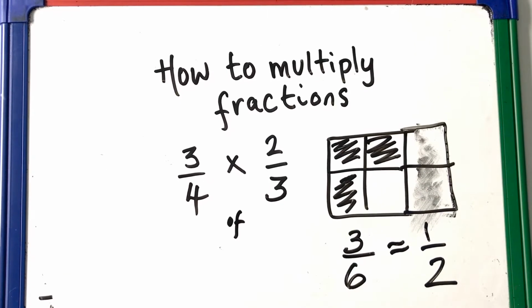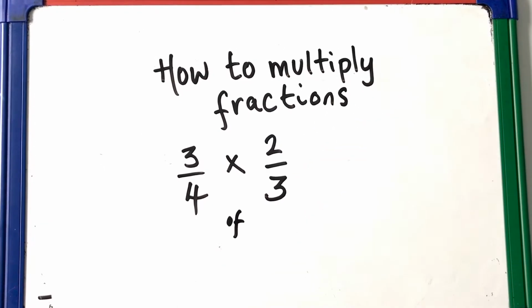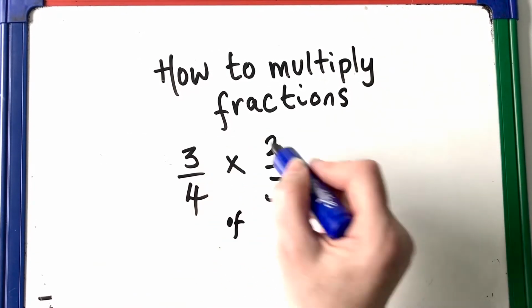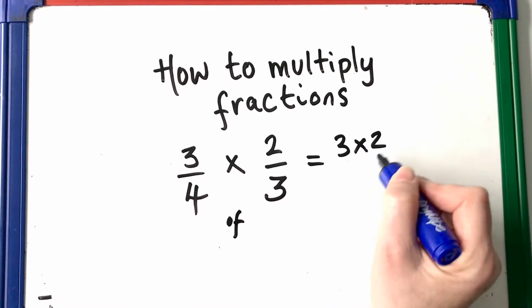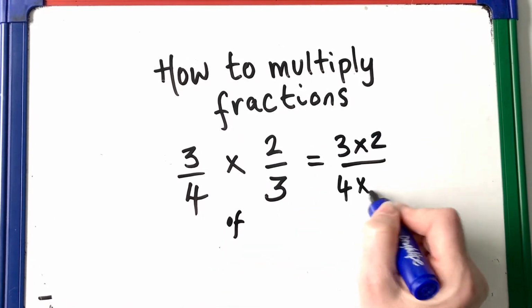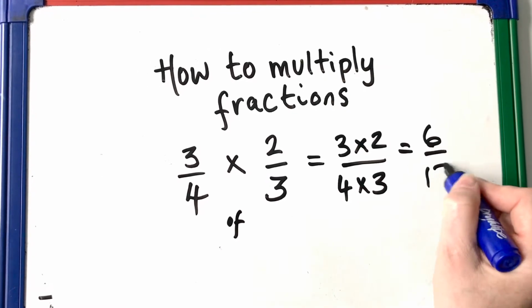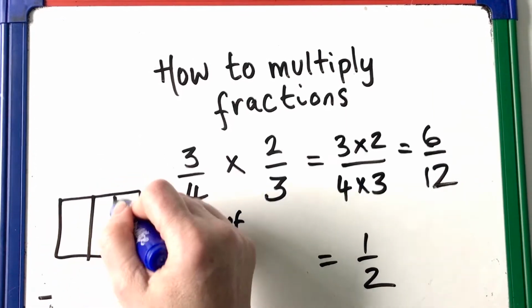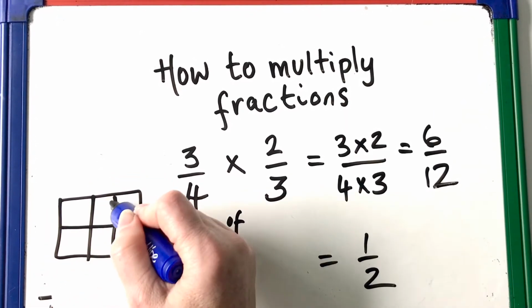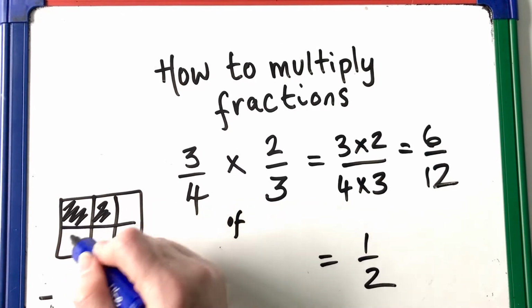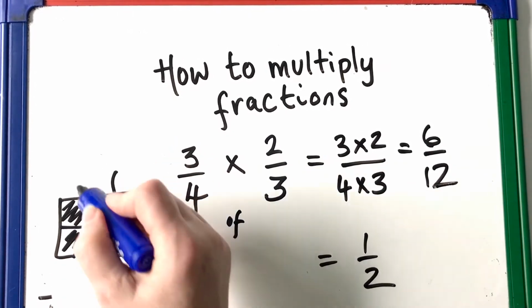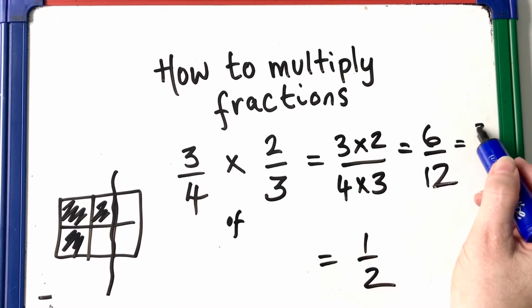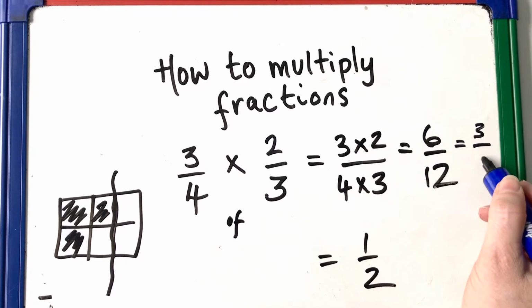So how do I do it without drawing pictures all the time? Because that's sometimes quite a difficult thing to do. Well, ever so simple. Easiest of all, multiply the numerators, multiply the denominators, and that becomes 6 out of 12, which again cancels to 1/2, which comes back to that 3/4 of 2/3. 3 out of 6. Well, half of 6 is 3, half of 12 is 6.